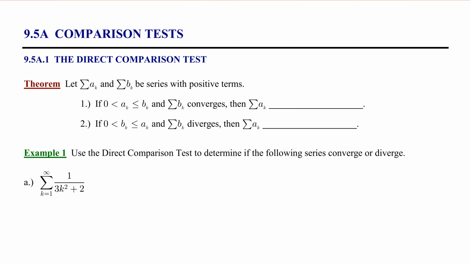Let's add a couple of tools to our toolbox. At this point, we can identify geometric and telescoping series, and we have a means to not only determine if they converge or diverge, but also to actually sum them. In addition, we've learned the divergence test, the integral test, and p-series to examine whether or not a series converges or diverges. In section 9.5a, we will learn two comparison tests.